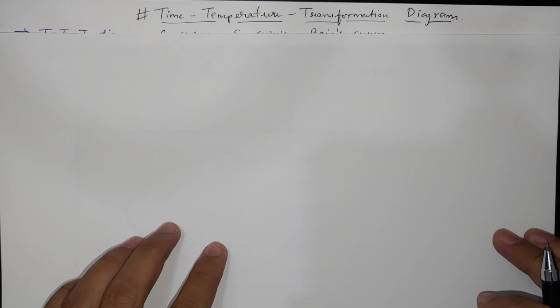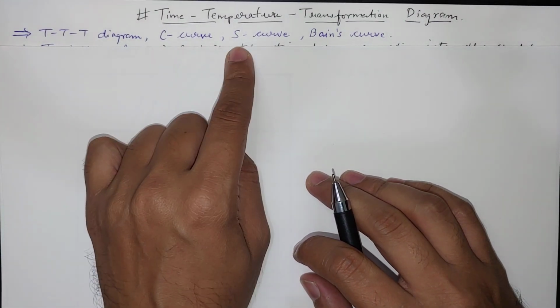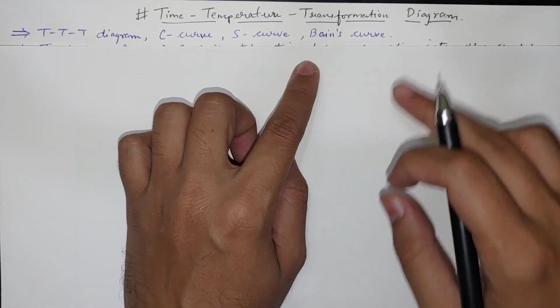Welcome to this video. In this video we will see the time temperature transformation diagram. The TTT diagram, C curve, S curve and Bain's curve are all other names for the time temperature transformation diagram.